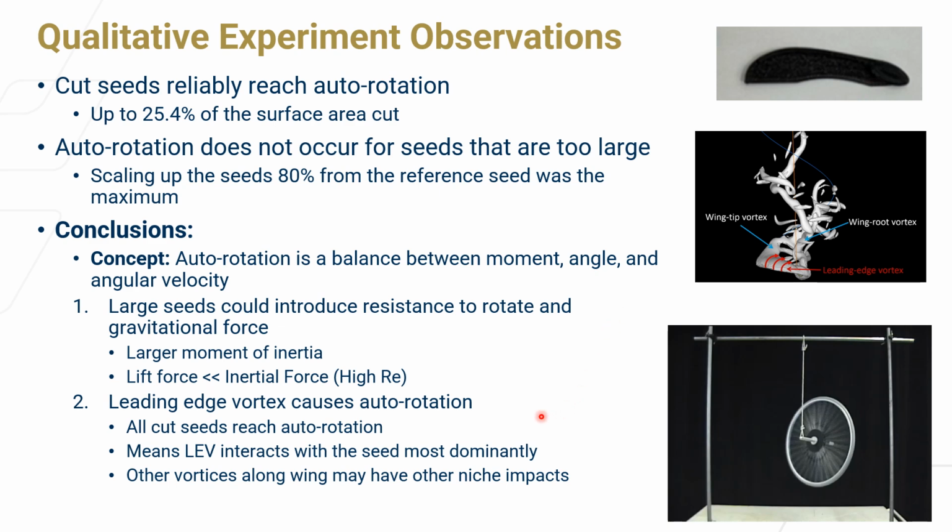Because both the cut and uncut versions of the seeds reach autorotation, we can conclude that the leading edge vortex introduces the most lift to the system, which is what introduces the autorotation, and it interacts with the seed most dominantly. However, as we will look at in the following slides, these other vortices might have other niche impacts that we want to analyze.